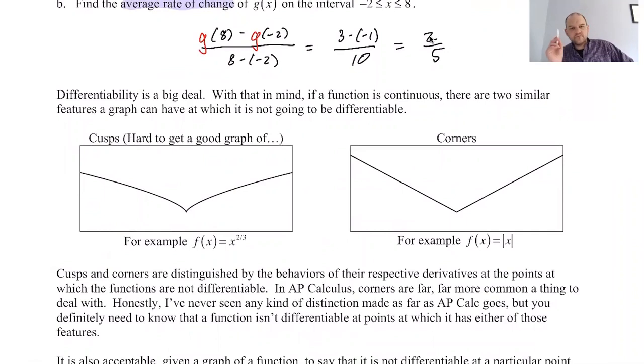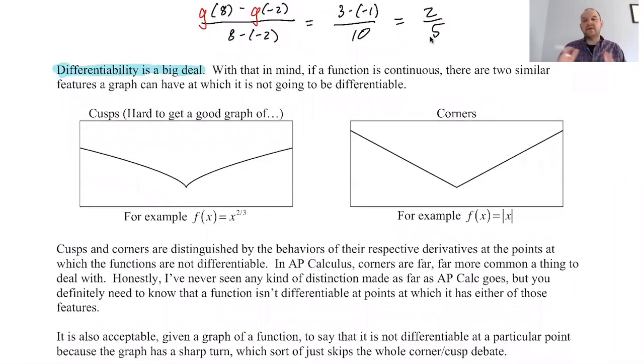All right. Differentiability is a big deal. It seems stupid to highlight this, but I'm going to highlight it anyway. It's a big deal. So we want to know what a graph will look like when it's not differentiable. And we want to know what it means if I tell you that something is differentiable, what does that imply about the graph, right? So there's two features that a graph can have where it's continuous but not differentiable.